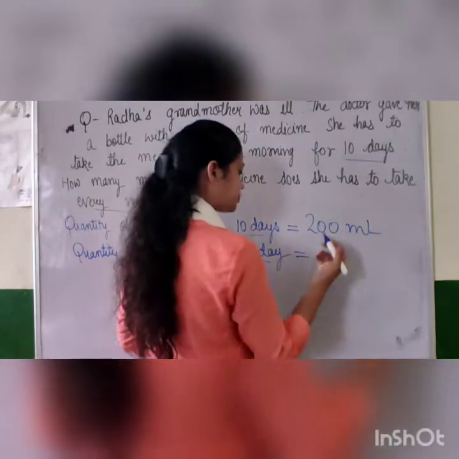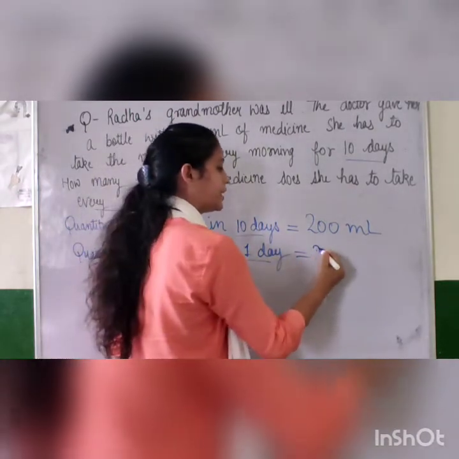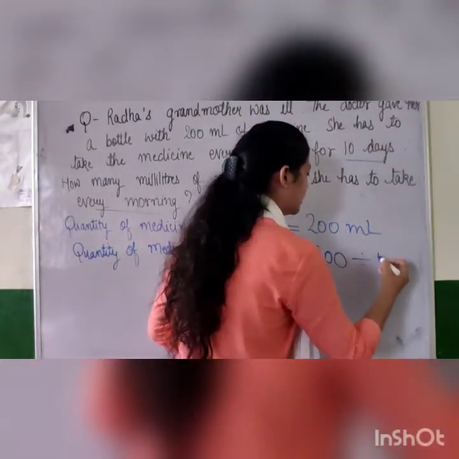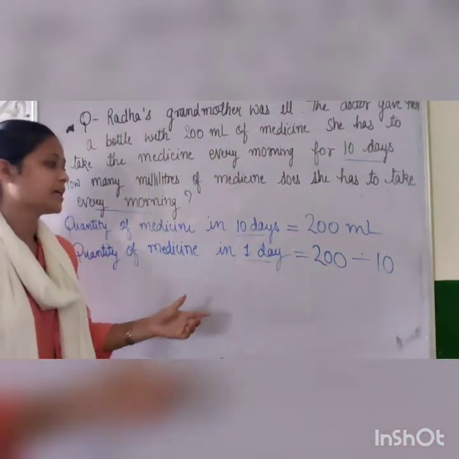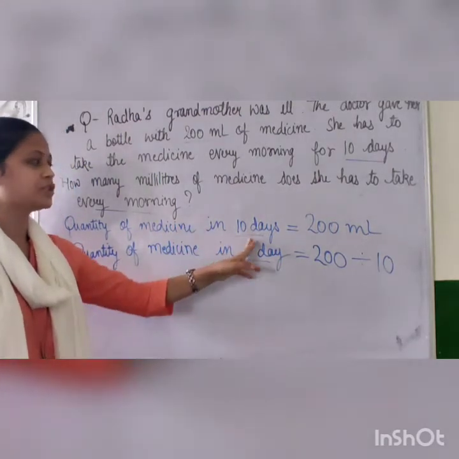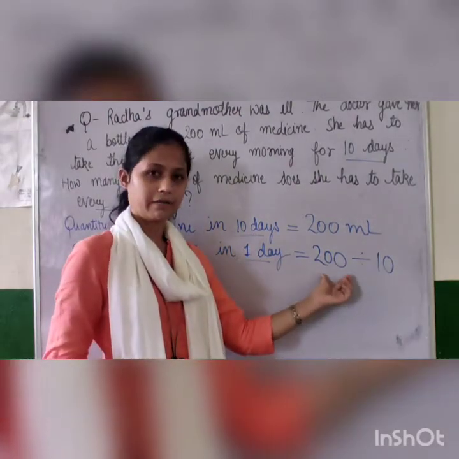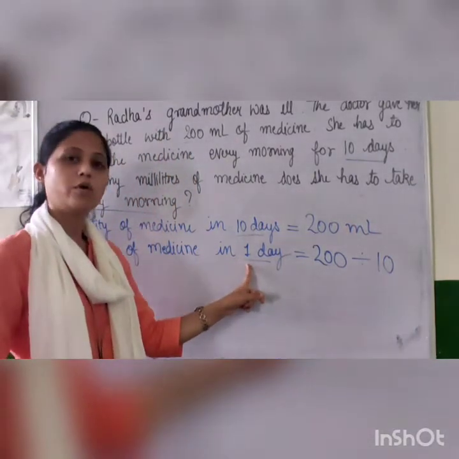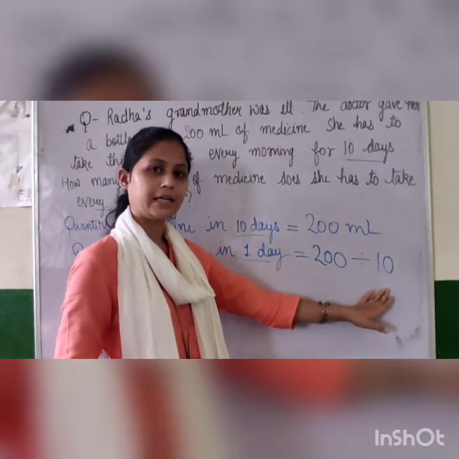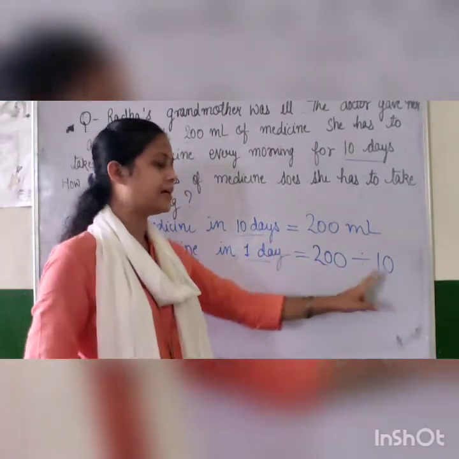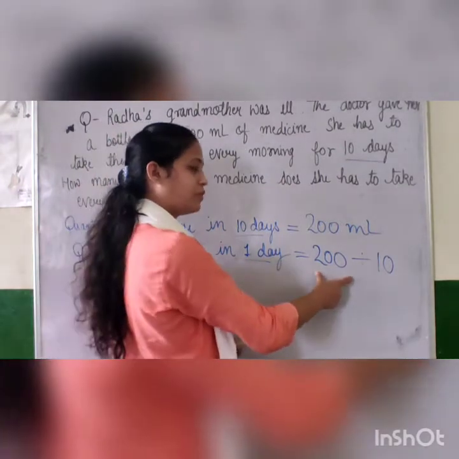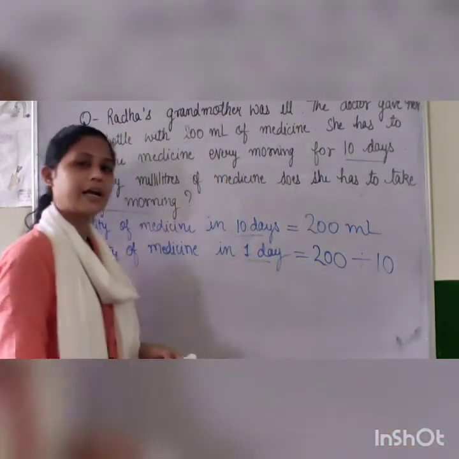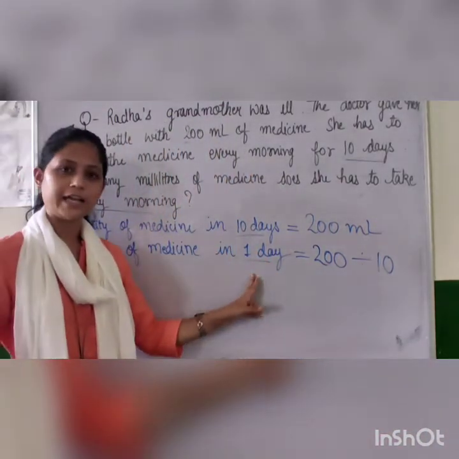So let's divide it. What we will divide? We will divide the quantity of medicine, that is 200 ml, by 10. Why have we done this? Because for 10 days, the quantity of medicine that she is taking is 200 ml, and we have to find for one day. So we have to divide it by 10. Total quantity of medicine divided by total number of days. So we will find out the quantity of medicine that she will take in one day.